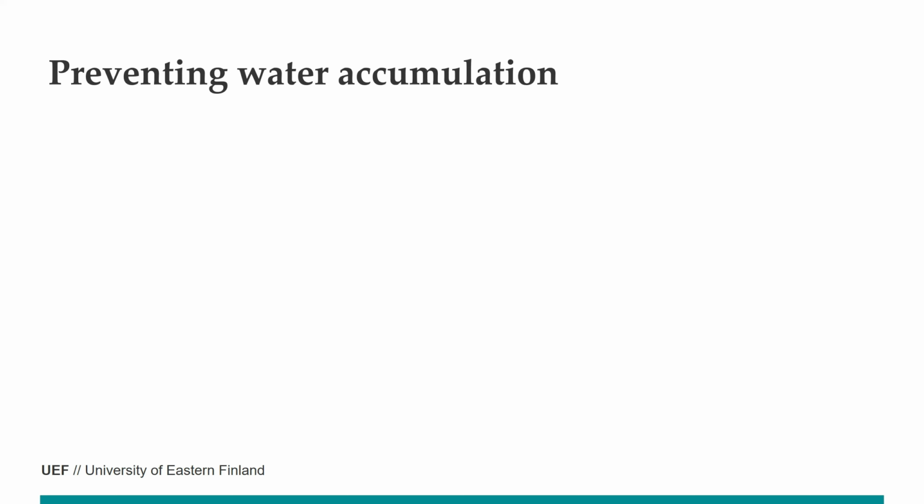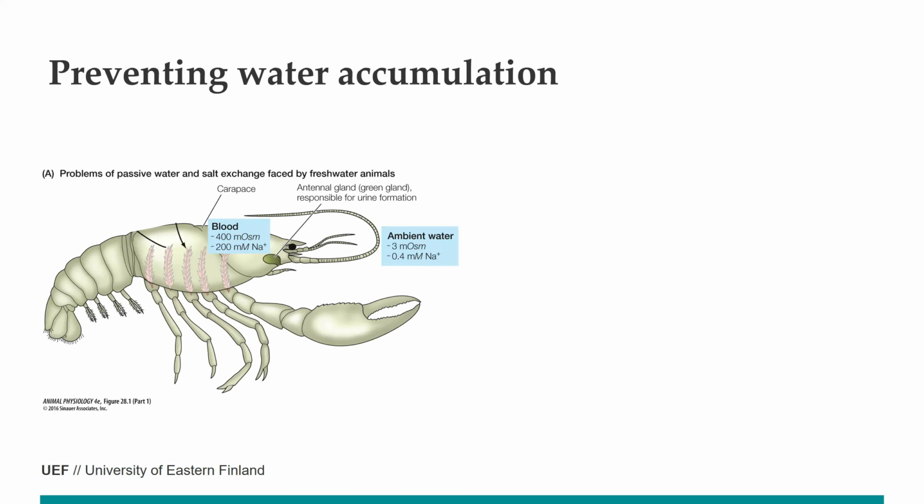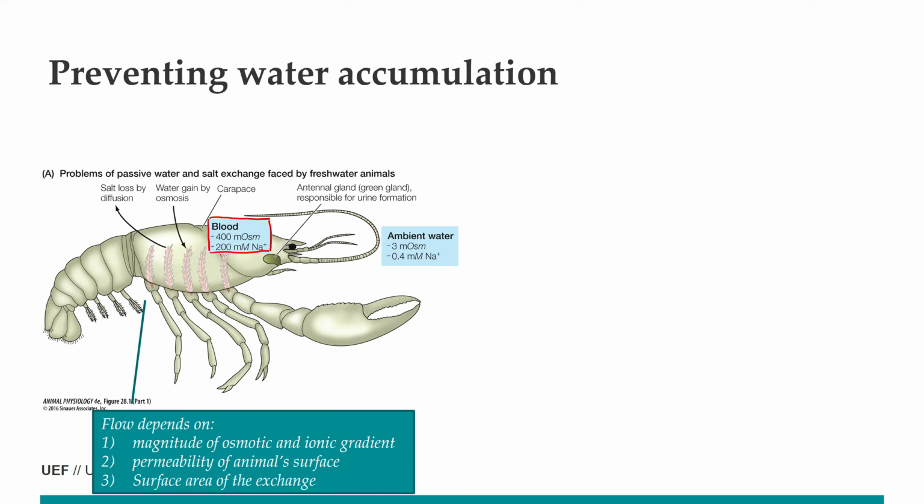So how they can prevent the water accumulation and the loss of ions is that, okay, in the blood of this crayfish, maybe 400 milliosmoles, 200 millimole per liter of sodium, so much higher than in the environment. So diffusion and osmosis say that it's losing salt and it's gaining water. And we can simply understand that this flow depends on the osmotic difference, so the osmotic gradient and the ionic gradient.